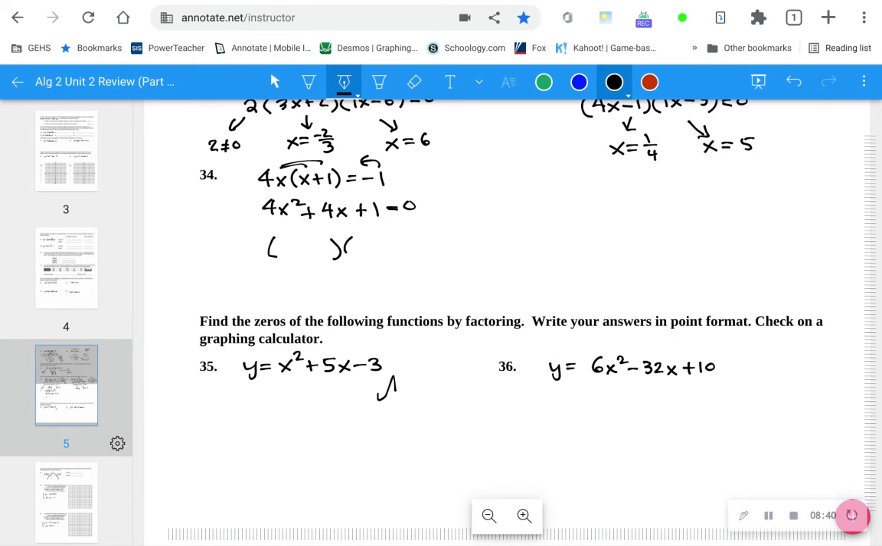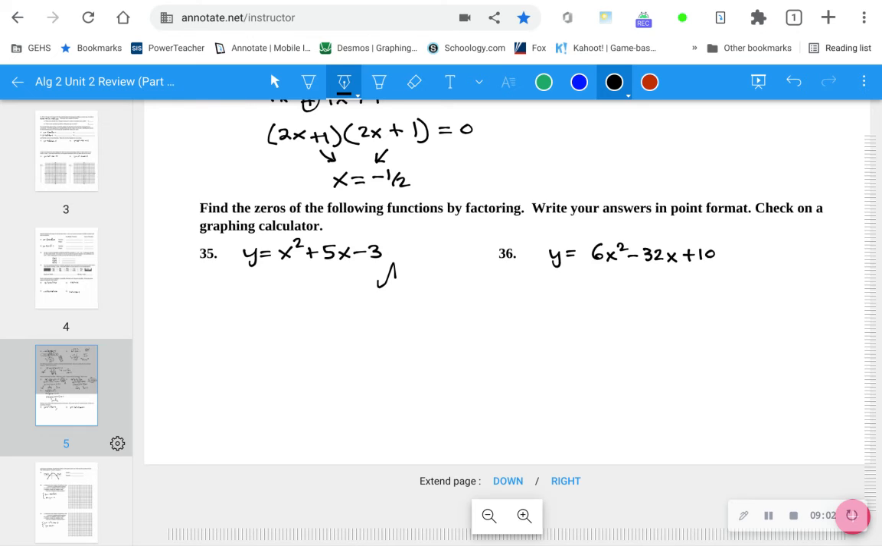It's going to be 2 factors. 2x and 2x, 1 and 1. And you borrow the middle sign. And these both yield the same answer. X equals negative 1/2. So there's only one answer to the problem. Negative 1/2.